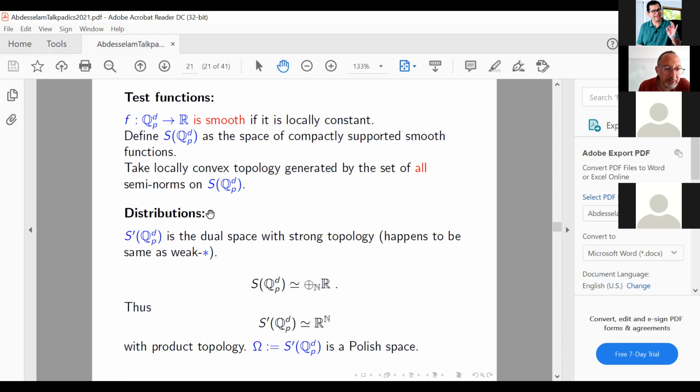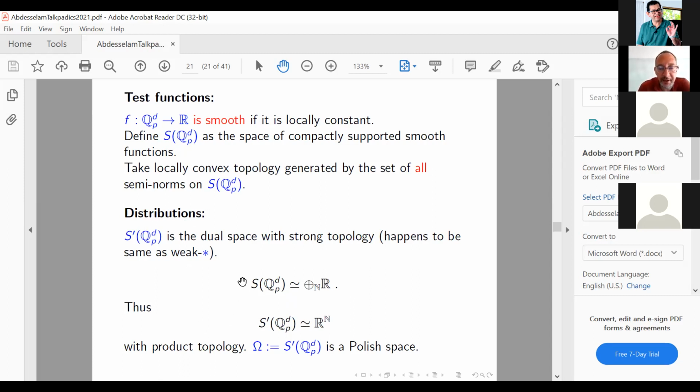Now to define distributions, I have to take the dual. And I put on it, okay, I like to put the strong topology, but here it happens to be the same as weak star. If you want to see what this space of test functions is from a functional analytic point of view, it is isomorphic as a topological vector space to just a direct sum of R. So kind of like what Wilson was saying, it's a countable union of finite dimensional spaces.